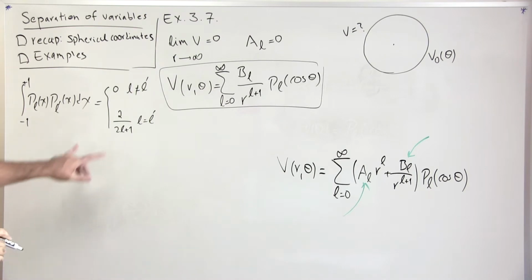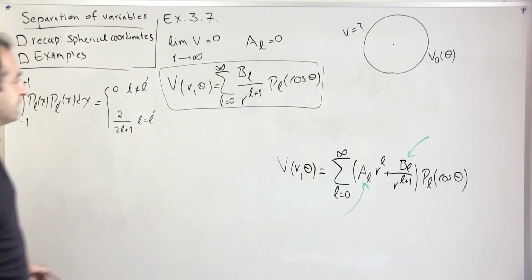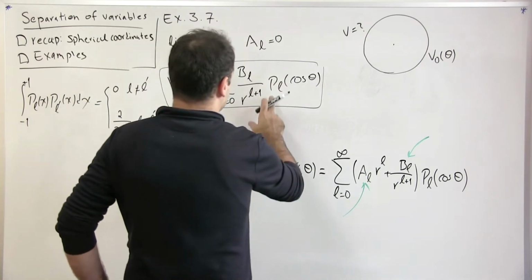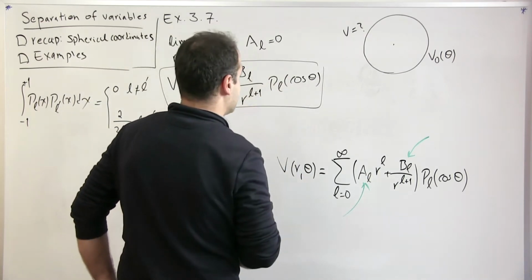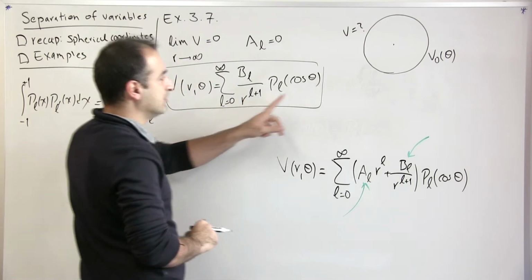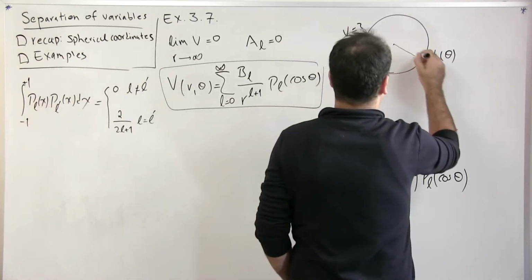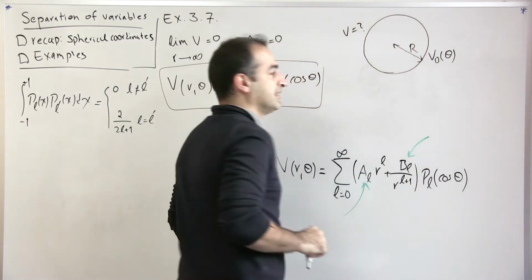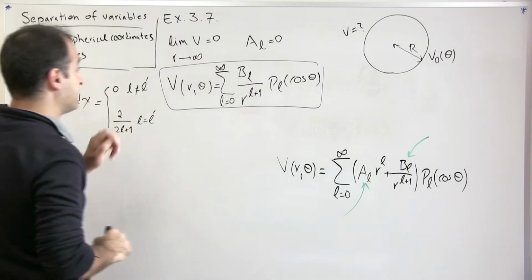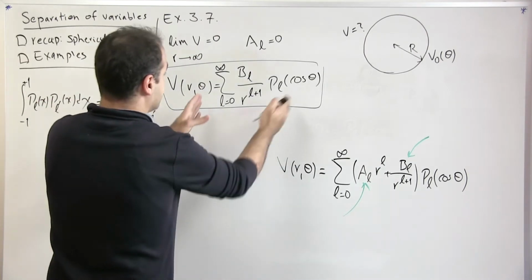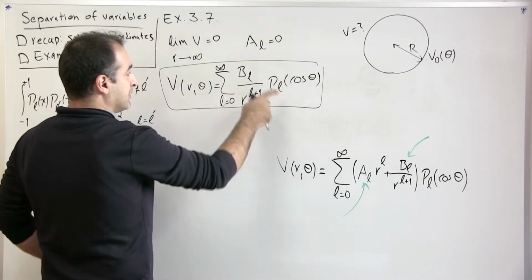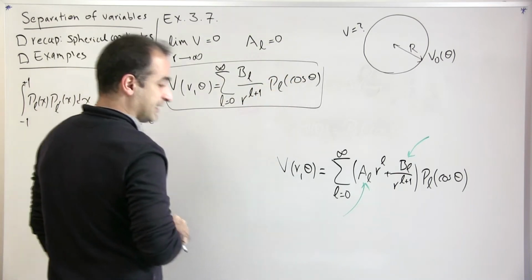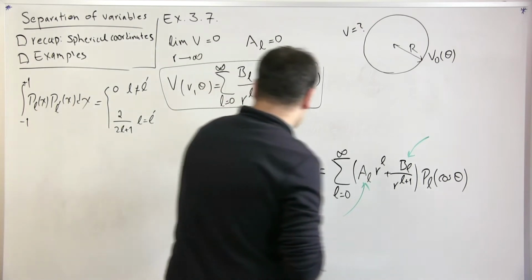And this is nice because now if we take this one and multiply it by P_L' of cosine theta, at R equal to the radius of the sphere, then we can find values of B_L. I'm assuming that the radius of the sphere is capital R. So if I rewrite this for R equal to capital R, the whole summation should be equal to V0 of theta.